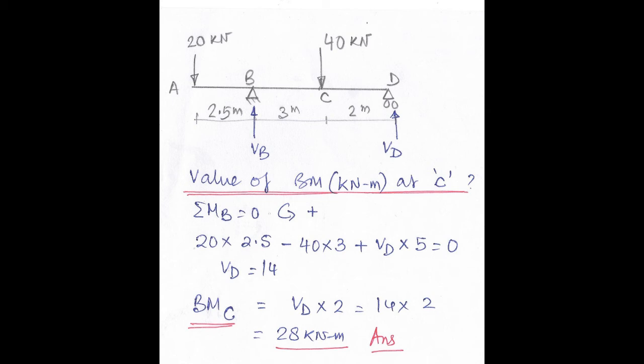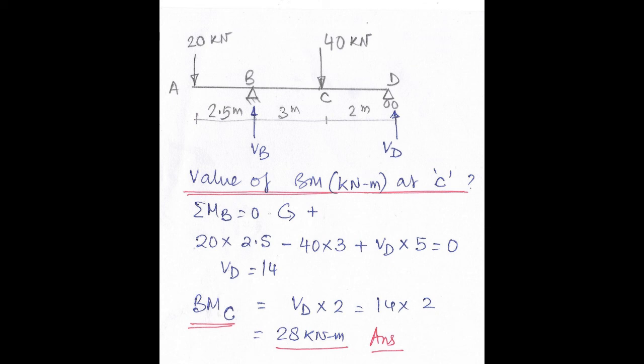Now let us see how to solve the problem in short. Bending moment at C we can find out either by seeing the left hand side or the right hand side. The basic concept of bending moment is the algebraic sum of all the moments either at left hand side or at the right hand side. So let us take the right hand side. Why? Because it will be easier for us.